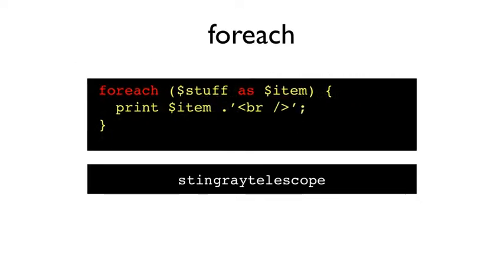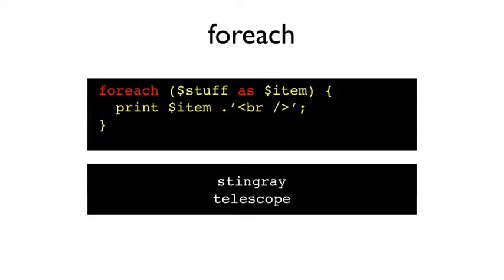We can clean this up slightly and add in a BR tag, for example, and that'll change our output to be stingray and telescope.